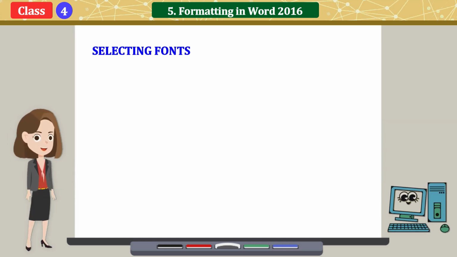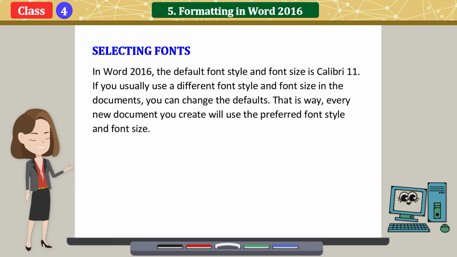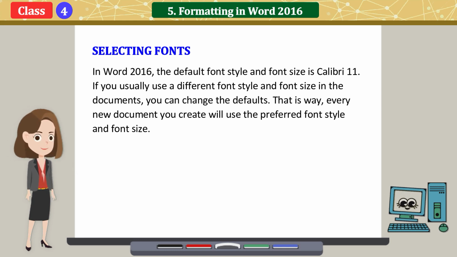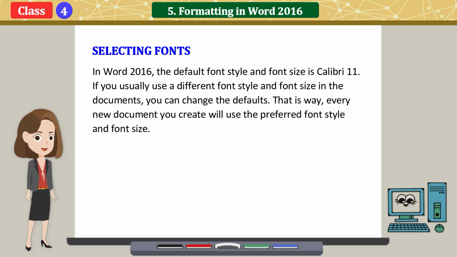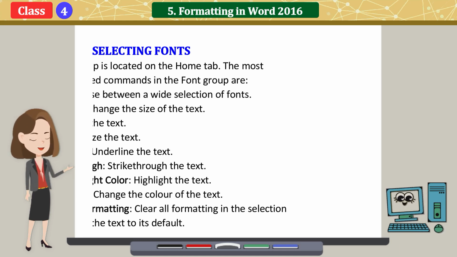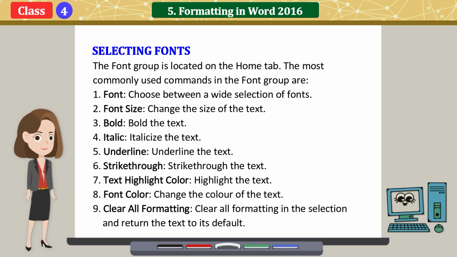Selecting fonts. In Word 2016, the default font style and font size is category 11. If you usually use a different font style and font size in the documents, you can change the defaults. That is why every new document you create will use the preferred font style and font size. The font group is located on the Home tab.